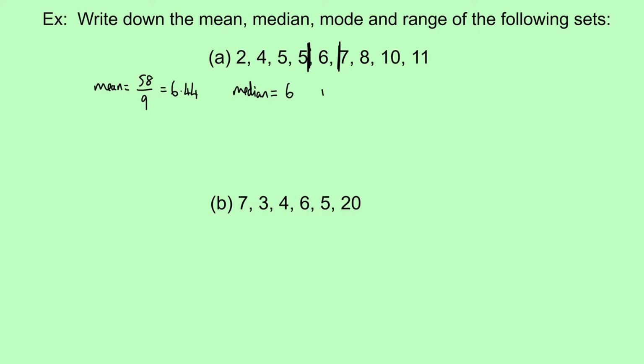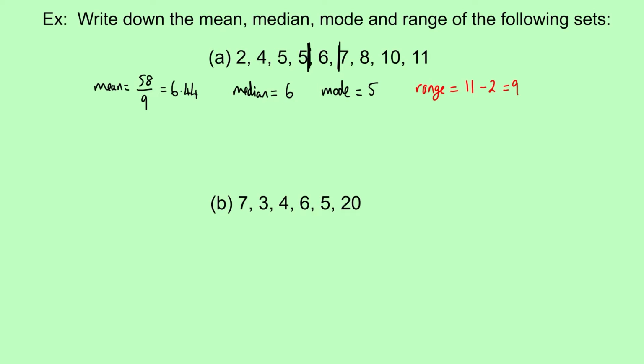The mode is the most common number, and here the only number that appears more than once is the 5, so that would be the mode. Now the next thing is the range. I'm going to do it in a different colour just to emphasise that that is not a measure of average. That's just telling you how spread out the values are. It's the highest take away the lowest, so it's 11 take away 2, which is 9. Which means they're fairly spread out. Remember, the bigger that number is, the more spread out the values.